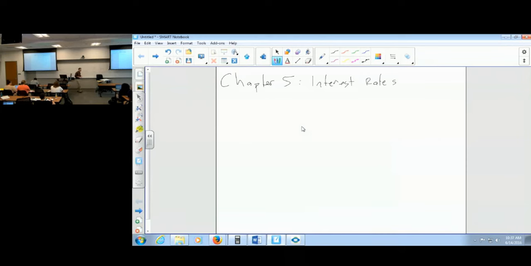So chapter 5 is titled Interest Rates in the text. And that's where we're going to start. We're going to start by defining a couple of different terms for interest rates. There are 3 different definitions we're going to look at. And really all chapter 5 is going to do is introduce the idea of multiple compounding periods within 1 year.